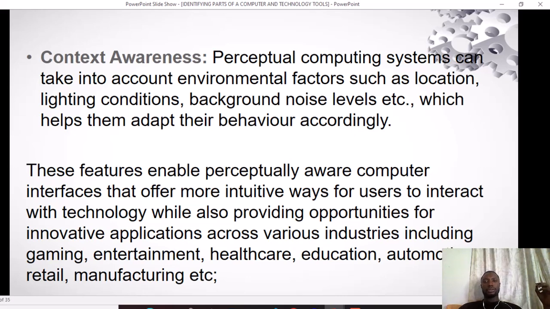These features enable perceptually aware computer interfaces that offer a more intuitive way for users to interact with technology, while also providing opportunities for innovative applications across various industries, including gaming, entertainment, healthcare, education, automotive, retail, and manufacturing.